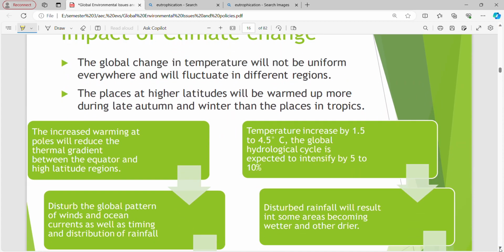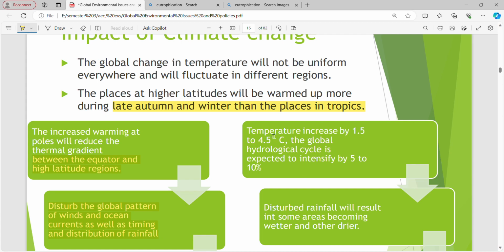So next is the impact of climate change. The global change in temperature will not be uniform everywhere and will fluctuate in different regions. The places at higher latitudes will be warmed up more during late autumn and winter than the places in the tropics. So the increased warming at the poles will reduce the thermal gradient between the equator and high latitude regions. This disturbs the global pattern of winds and ocean currents as well as the timing and distribution of rainfall.